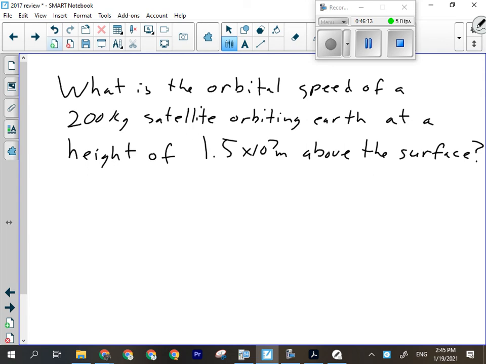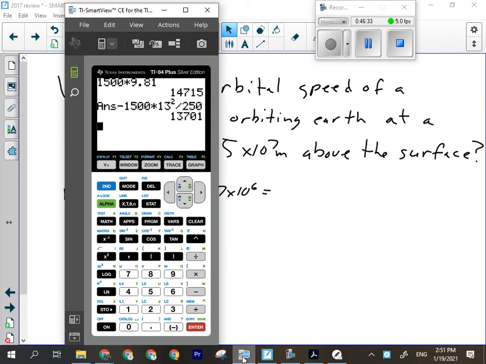Okay, try that one. For this one here, first thing we need to do is get the actual radius, because that is the distance above the surface, and I need the distance from center to center. So I'm going to take my 1.5 times 10 to the 7 and add it to 6.37 times 10 to the 6 to get my actual overall radius.